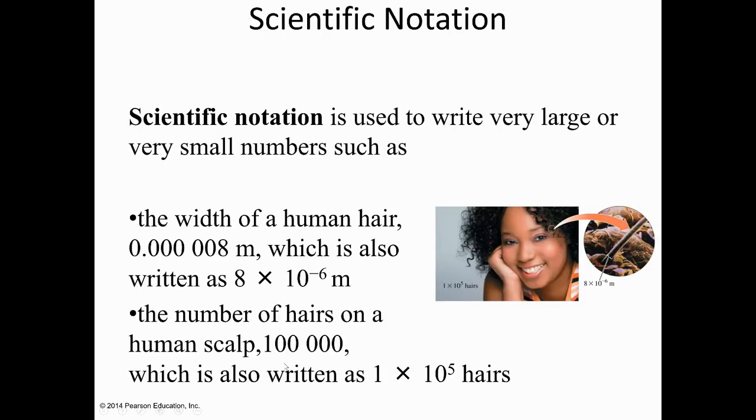Okay, so in class we practiced writing scientific notation. This was used to write out very large or very small numbers. So the width of a human hair is very small, 0.000008. If you notice, that's really hard to describe. So instead, what we do is we convert it to scientific notation.